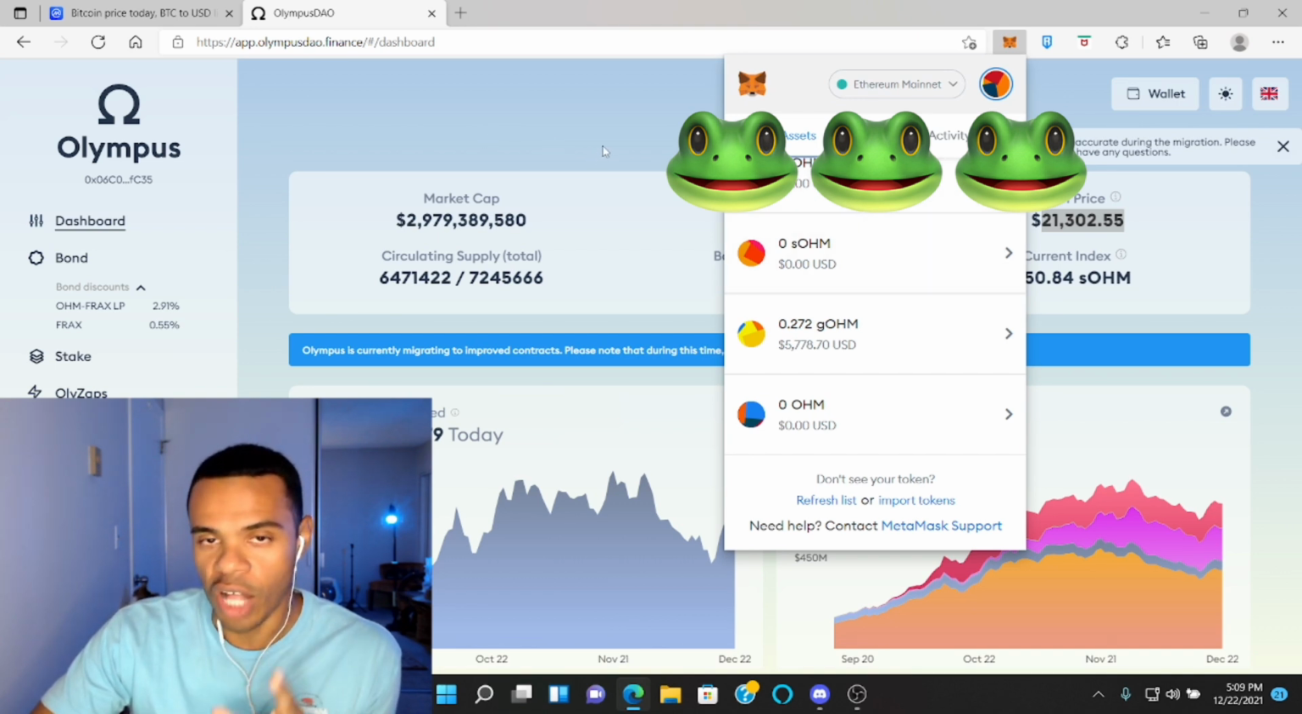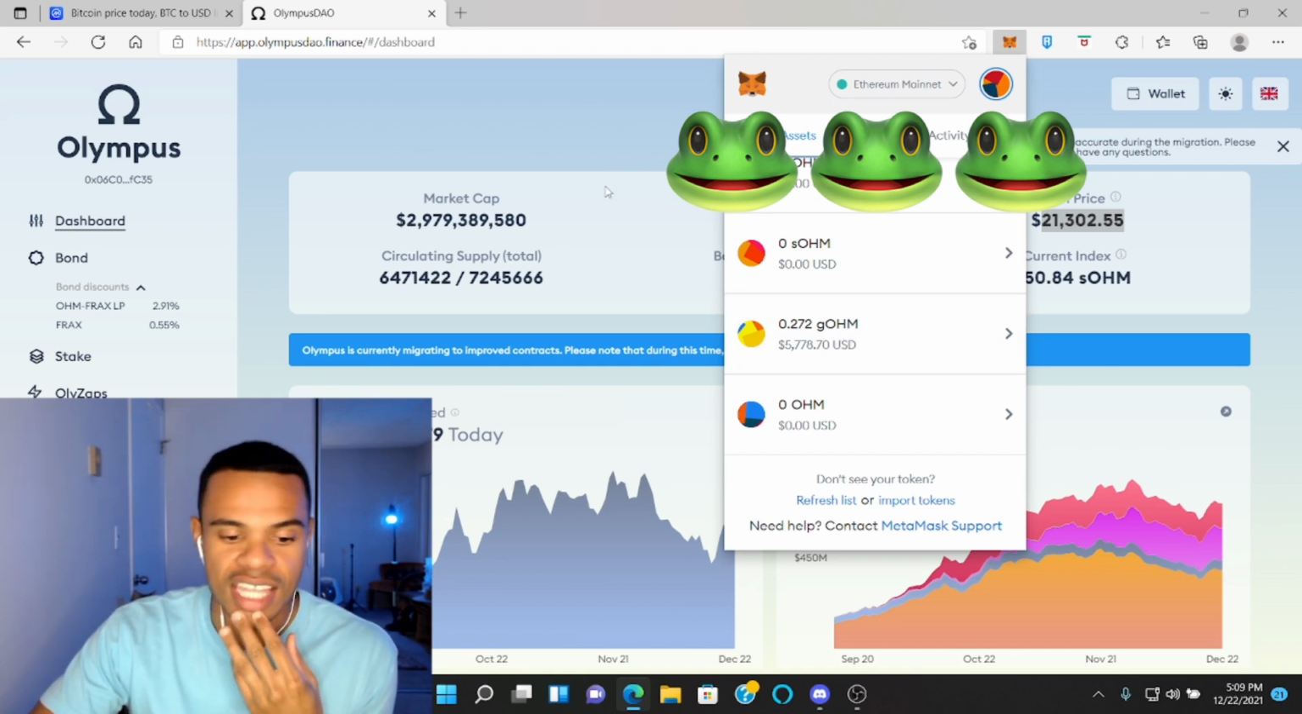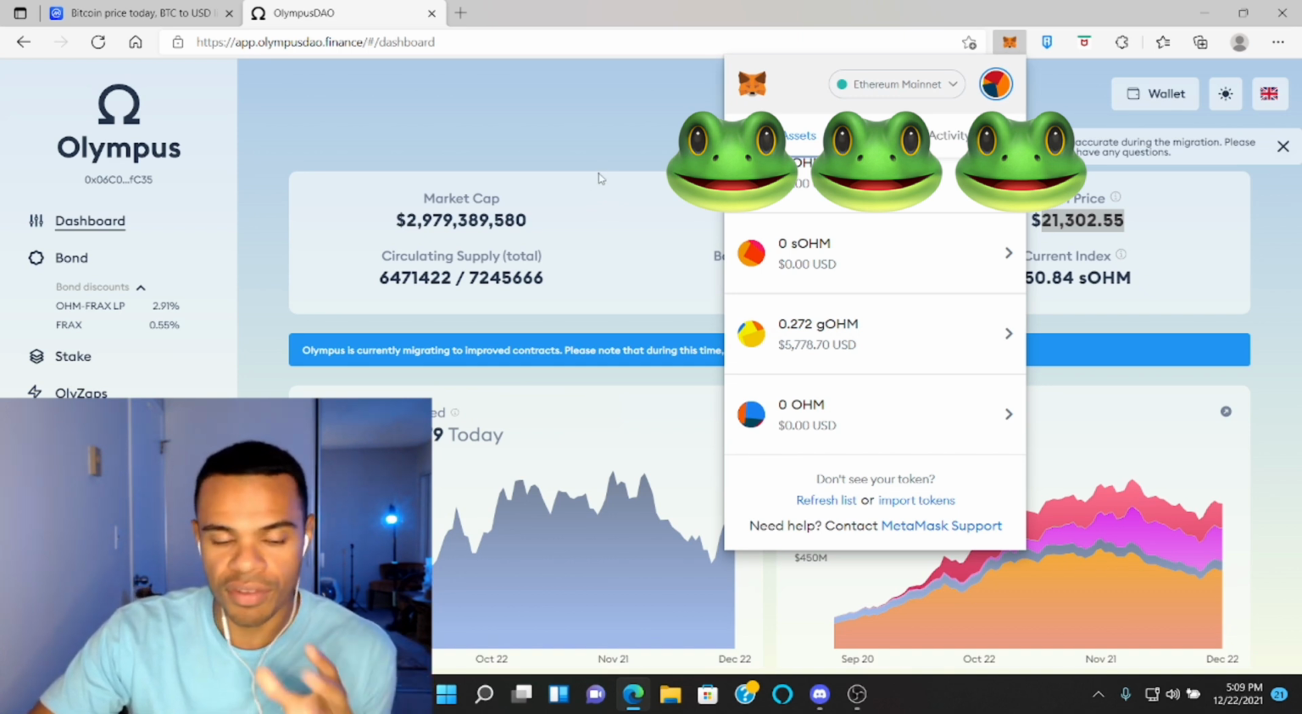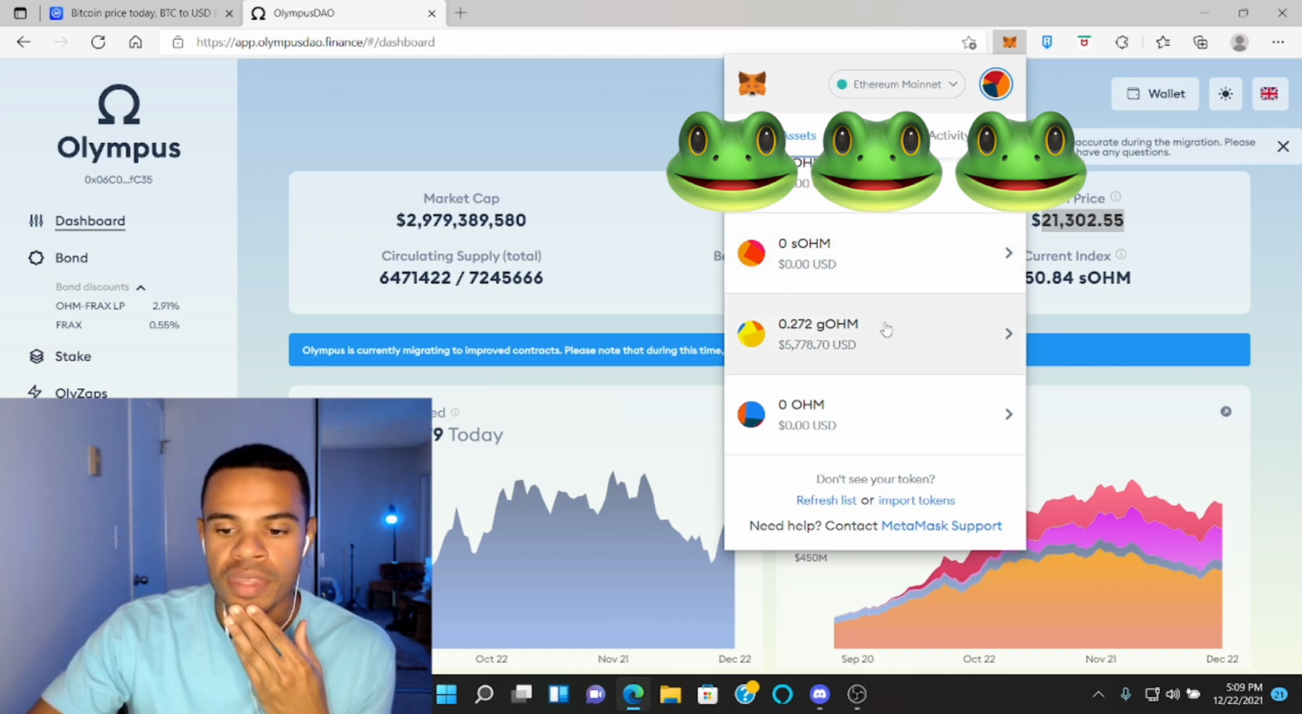Right when you get to the website, it'll prompt you and take you through it. Any more OHM that you buy, you'll have to wrap into a governance token, which is cool, because that means you can vote on things. I'm not really into the voting yet. I'll get more into that as I become more educated on everything that's going on, and I'll make more videos in the future about me voting.